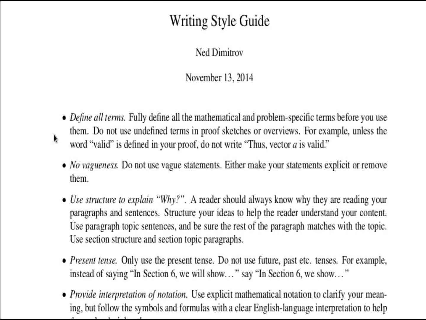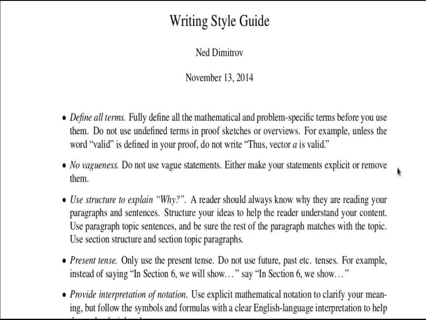The first bullet here is define all terms. Now this is especially important for scientific writing. So for example, don't use words that you haven't defined. So if the word valid is not defined in your document, don't say something like thus vector A is valid. That might mean something to you, but to the reader it doesn't convey any information because you haven't defined the word previously. So just be very careful that you have very clear meaning to all the words that you have in your document.